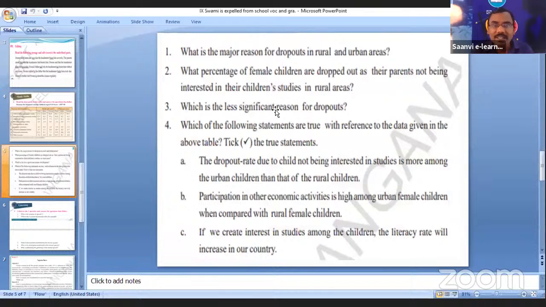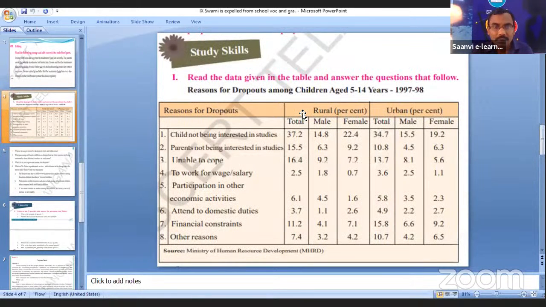Next, which is the less significant reason for dropouts? See, here 2.5, 3.6. So this is to work for wage or salary. Write the answer: to work for wage or salary. This is the less significant reason for dropouts.